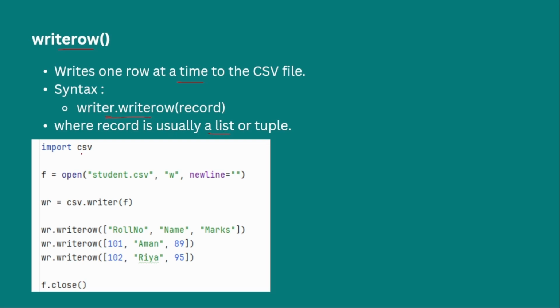Okay, so we have import csv, then we are opening the student.csv file in write mode, newline equals this. Then we are writing the file with csv.writer(file). Here we are making use of writerow to write one row. First it will write roll number, name, marks. Then we say wr.writerow, and this line will be written: 101 Aman 89. Then we say wr.writerow again, and this line will be written. So using writerow, single records will be written into the file. It writes one row at a time, and the record is usually a list or a tuple. In this case, this is a list.